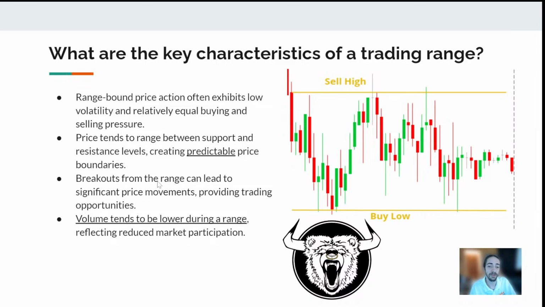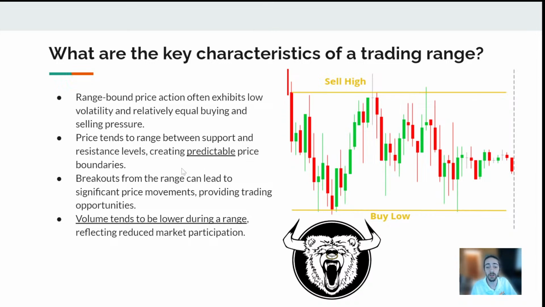Breakouts from the range can lead to significant price movements, providing trade opportunities as well. So we have to think, if we're stuck in a range, eventually one side's going to win. Buyers are going to win or sellers are going to win. And when they do, they're going to run, because we just consolidated and grabbed a whole lot of liquidity before pushing higher or pushing lower.